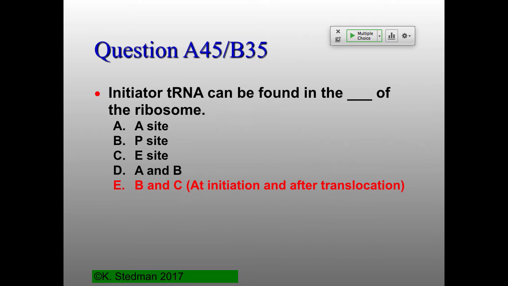So the next and last one that I wanted to talk about has to do with this question, and maybe people would argue that this is a trick question. The initiator tRNA can be found in both the P site and the E site, because once you've added that first amino acid, the ribosome translocates, and so the initiator tRNA is going to be in the exit site as well. Again, you could argue with me whether that was a trick question. You wouldn't win the argument.